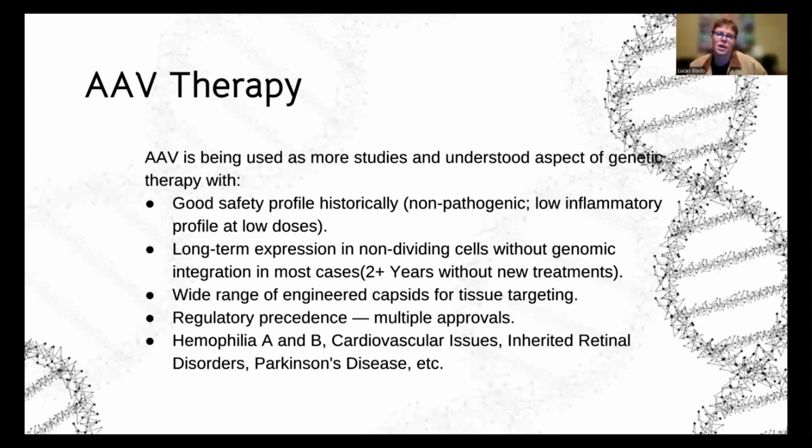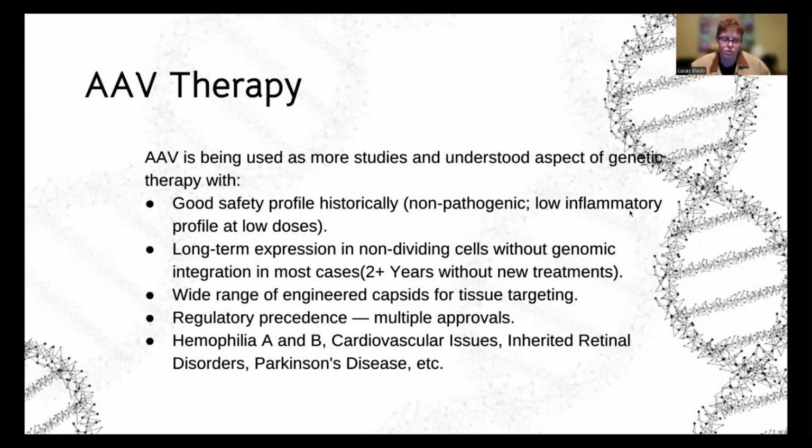And then this is one of the more understood aspects of gene therapy. There is very good safety with this, as it is non-pathogenic, with low inflammation at lower doses. Expression is very long, with the genetic outcome lasting 2+ years without needed treatments, and new treatments are coming back for more. Wide range of capsids, so the capsules containing the virus and the DNA, so it can be specific for different diseases such as vessels, brain matter, nerves, muscles, tissues, all that.